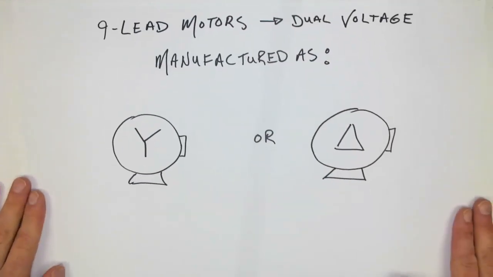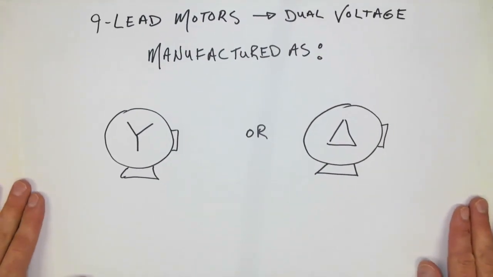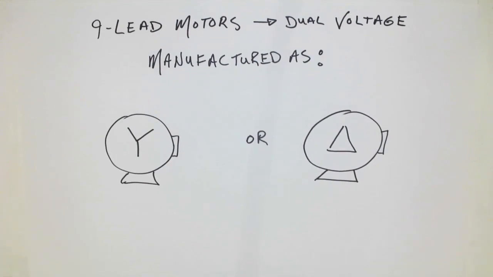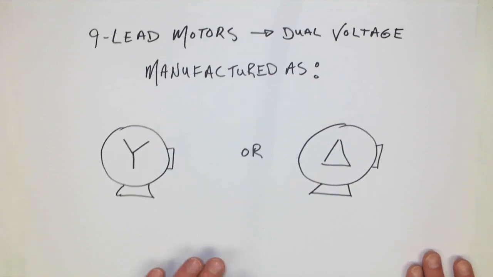Let's take a look at the next type of motor. This is the most common type of three-phase motor that we encounter in the field. It's 9 leads and it's dual voltage, and that means it can run on 2 different voltages. Now, it will be manufactured in either a Y wound formation or a delta wound formation. So it's one or the other, and the manufacturer should state this on the front nameplate.